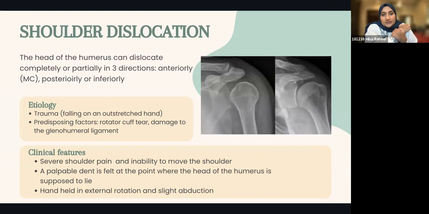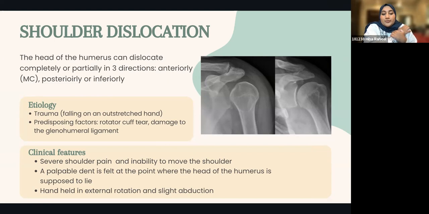And when you palpate their shoulder, like when you touch their shoulder, you will definitely feel like a dent at the tip of their shoulder. You will feel like there's something missing. Okay, and that's usually the head of the humerus is not in place with the glenoid cavity.